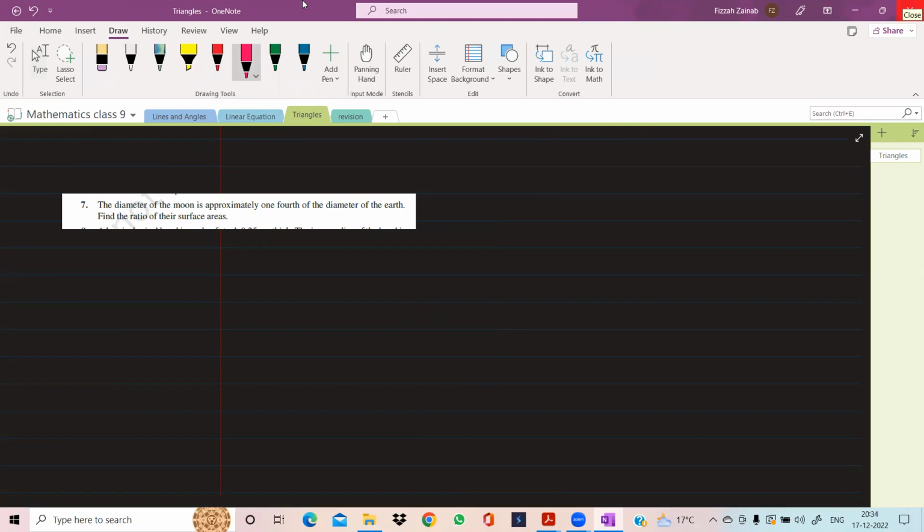All right, so the diameter of the moon is approximately 1/4 of the diameter of the earth, right? So we assume that, let the diameter of earth is equal to x, right? So the diameter of the moon is 1/4 of the diameter of earth. So that means the diameter of moon is 1/4 of this. Understand? So it is x by 4. Is that okay?